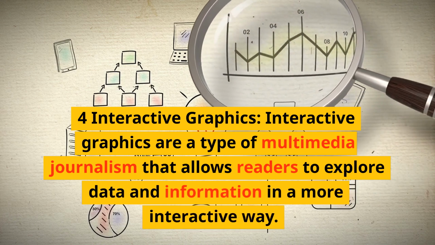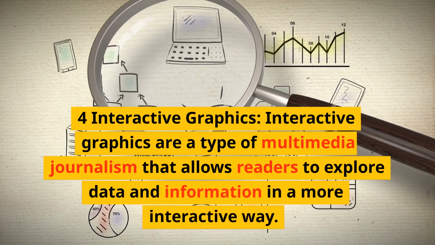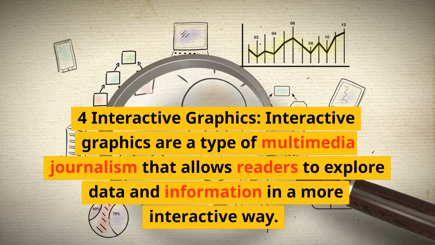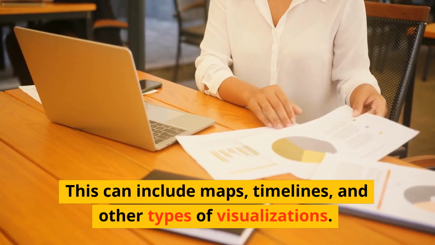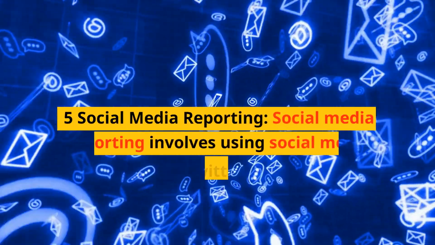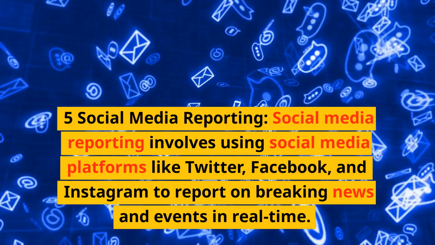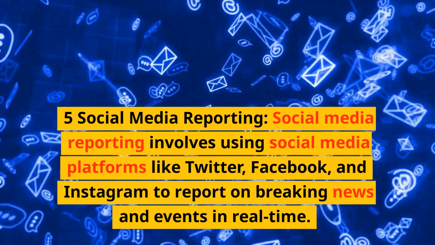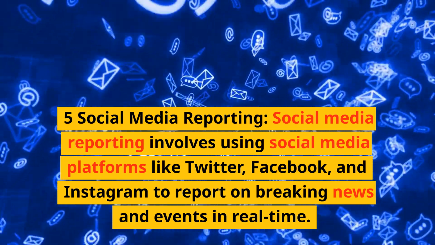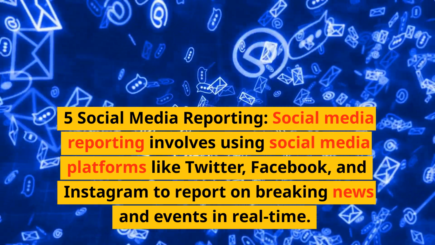Interactive graphics are a type of multimedia journalism that allows readers to explore data and information in a more interactive way. This can include maps, timelines, and other types of visualizations. 5. Social media reporting. Social media reporting involves using social media platforms like Twitter, Facebook, and Instagram to report on breaking news and events in real time.